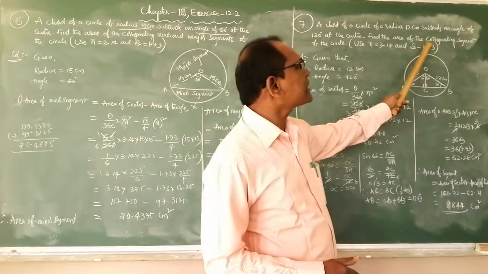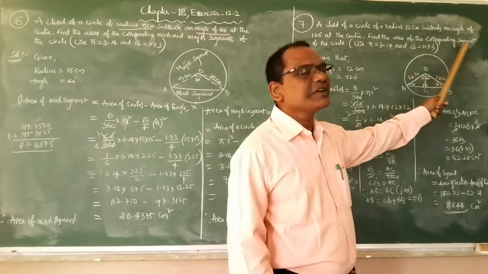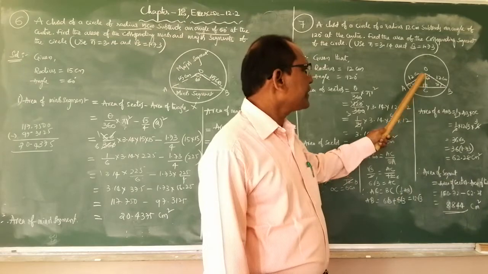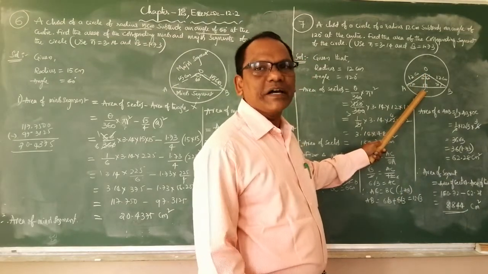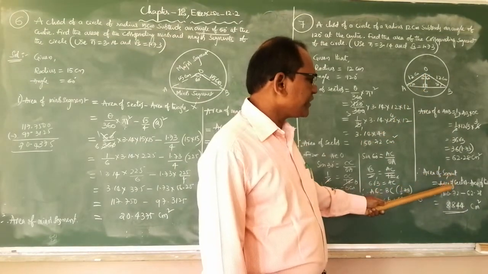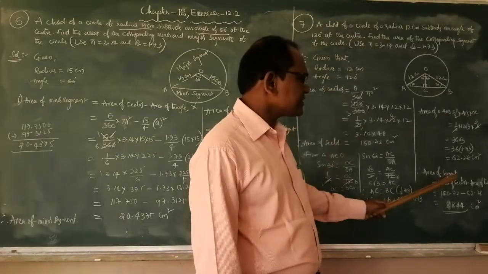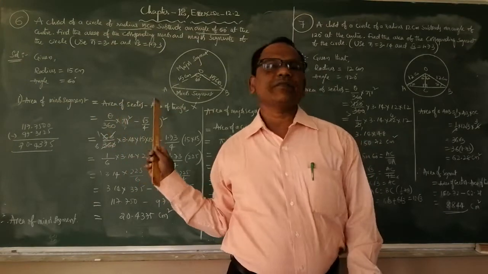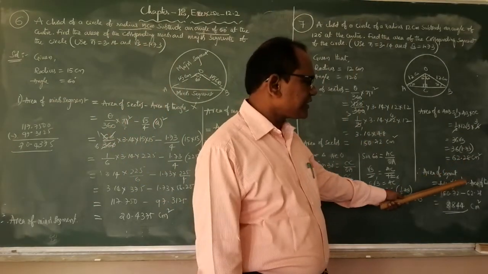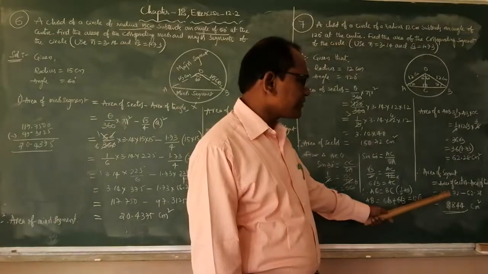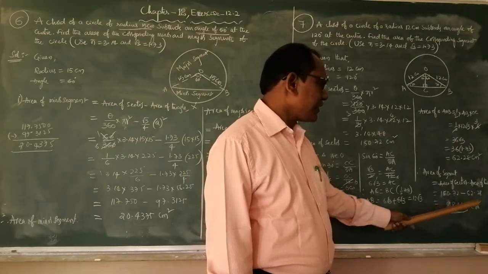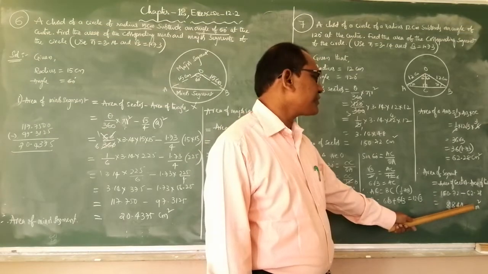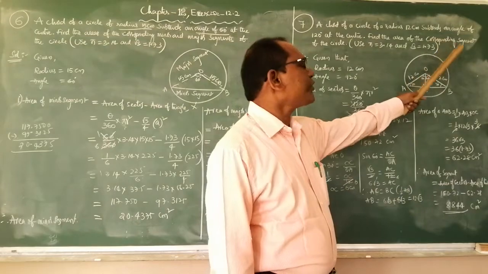Now we have to find the area of the corresponding segment. Which segment is it? It is the minor segment. Area of segment equals area of sector minus area of triangle. I have told you that the area of a minor segment is area of sector minus area of triangle. Area of sector 150.72 minus 62.28, the subtraction of these two, equals 88.44 square centimeters. That is the area of the corresponding segment.